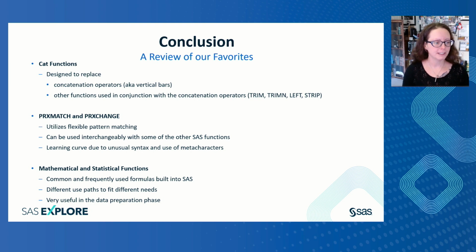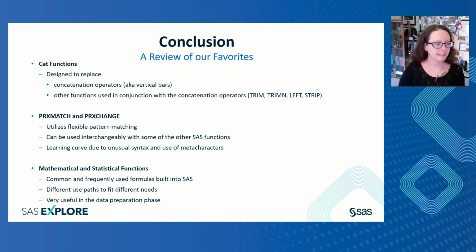Some of the different functions that we covered today were CATT functions. These functions are quite diverse and are specifically designed to replace those concatenation operators, those double bars that, especially when you're a first-time programmer, make you go, what on earth am I looking at here? They also replace other functions used in conjunction with those concatenation operators, such as trim, trim end, left, and strip. So it makes our code a lot cleaner and more straightforward right out the gate.